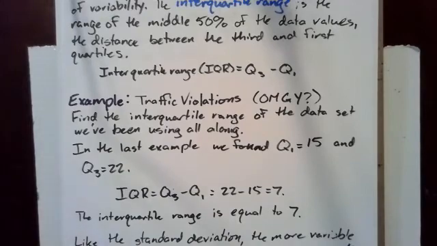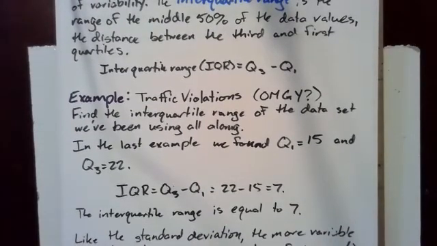Quartiles can be used as a rough measure of variability. The interquartile range is the range of the middle 50% of the data values, the distance between the third and first quartiles. The interquartile range, or IQR, is Q3 minus Q1.